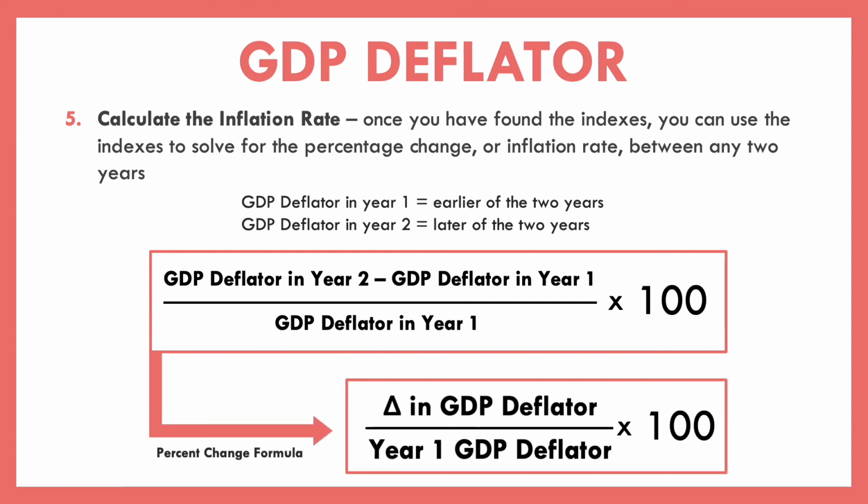And remember, this is the percent change formula. So we're just saying we're taking the change in GDP deflator between those 2 years divided by our starting point times 100, and that gives us a percentage.